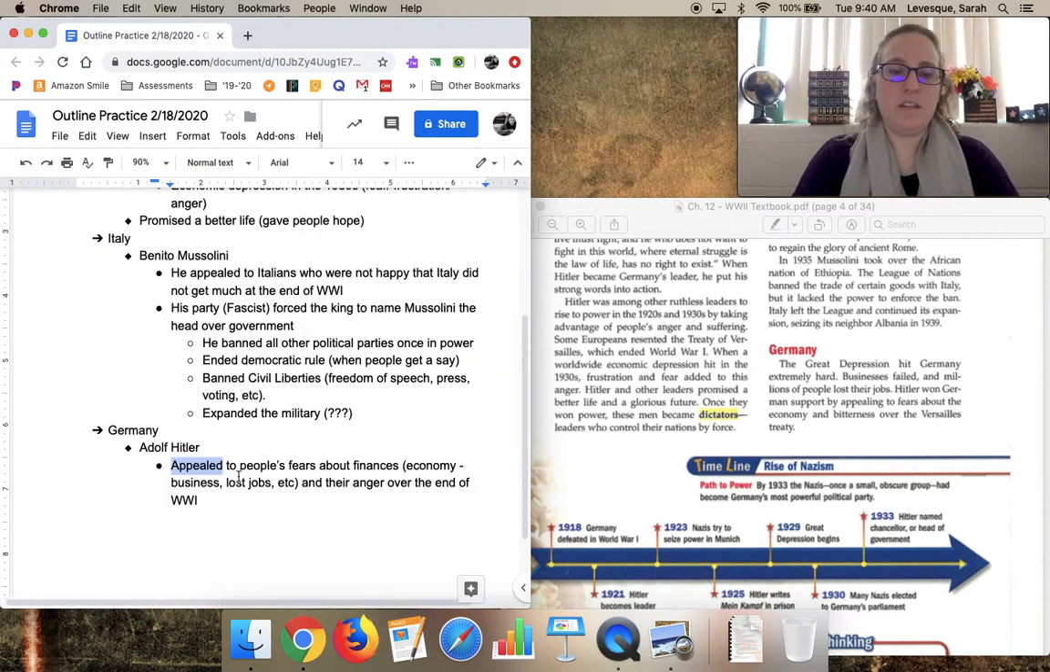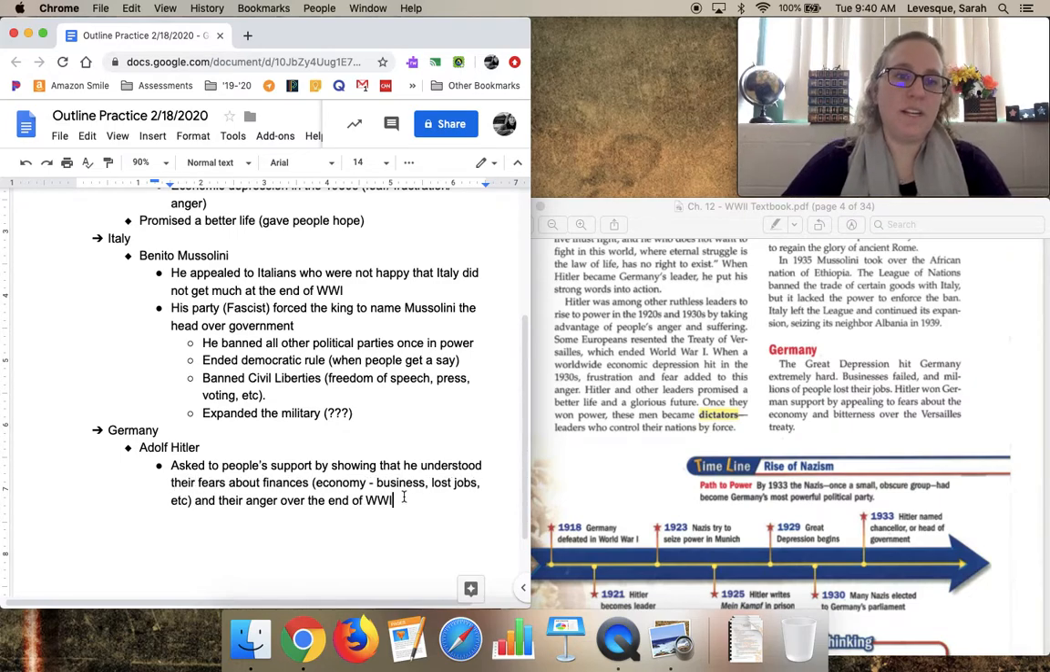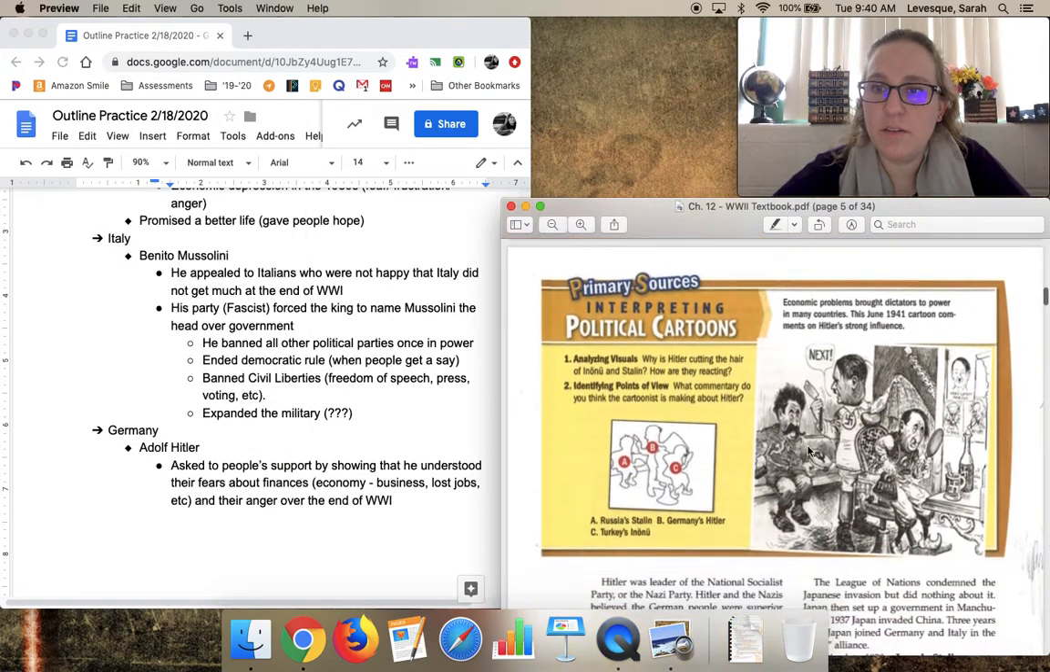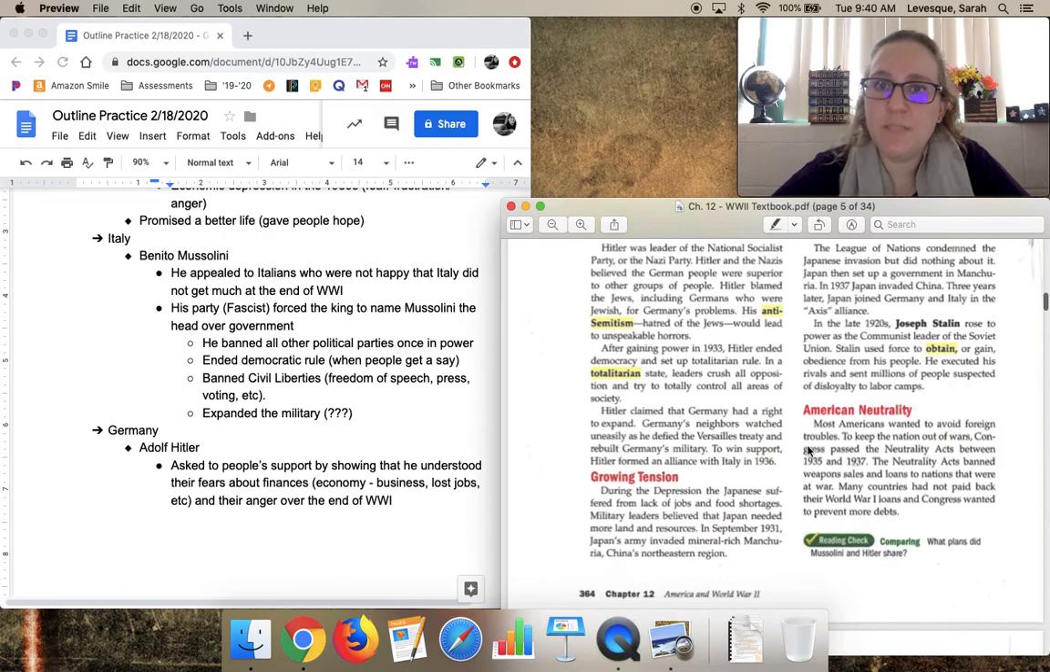So, asked for people's support by showing that he understood their fears about finances and their anger over the war. Cool. Alright, scrolling down, got a nice little cartoon here.